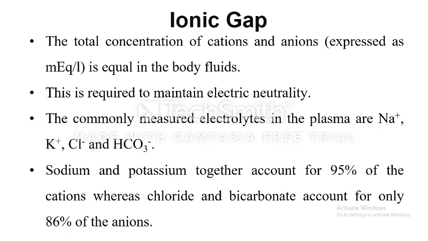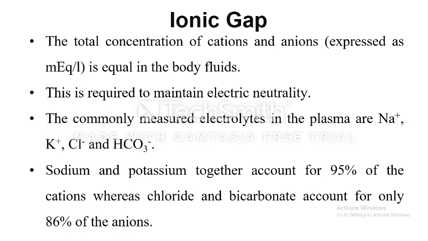What is anion gap? The total concentration of cations and anions, expressed as milliequivalent per liter, is equal in the body fluids. This means the concentration of cations and anions should be equal in the body to maintain the normal pH range. This is required to maintain electric neutrality.